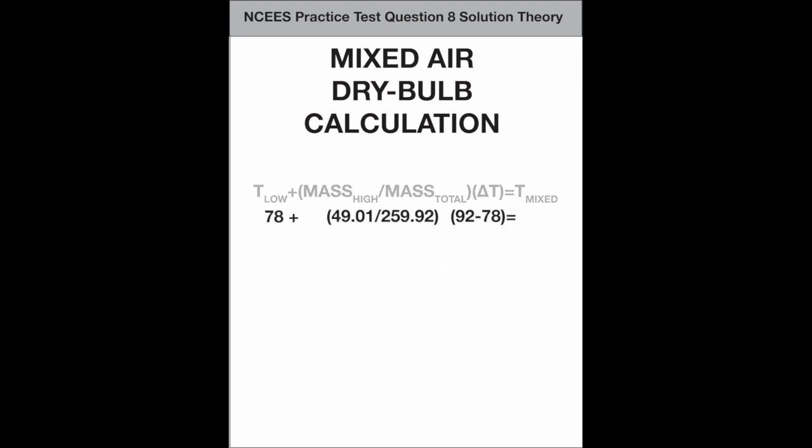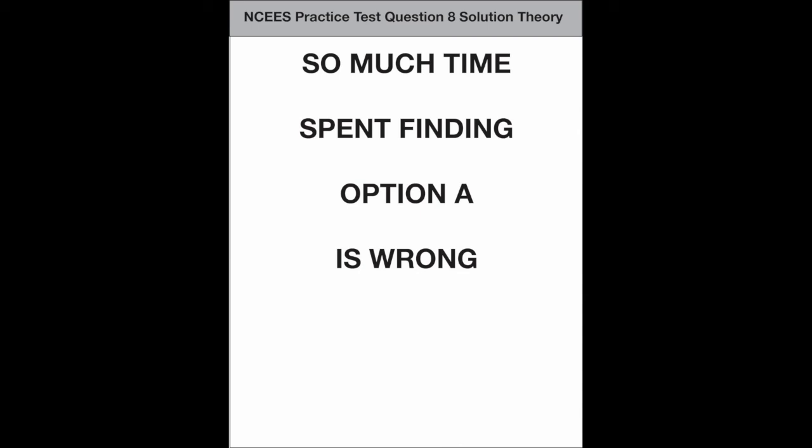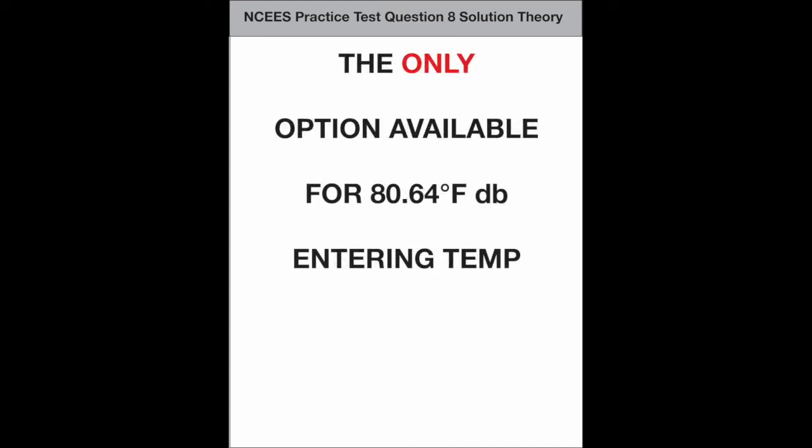78 plus 49.01 over 259.92 times 92 minus 78 equals 80.64 degrees dry bulb. Since so much time was spent finding out that option A is wrong, take a tactical approach now to save time. The only option available for an 80.64 degrees dry bulb entering temperature is option B, which is the correct answer. You should select it and move on to the next question.